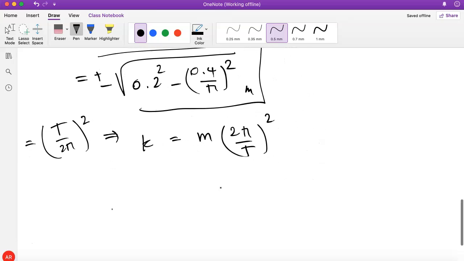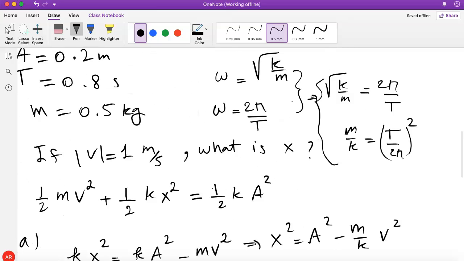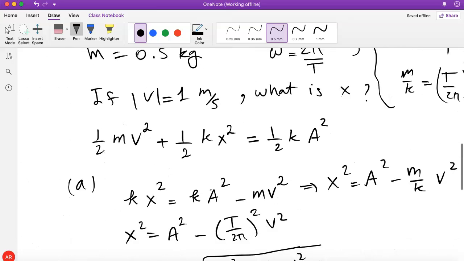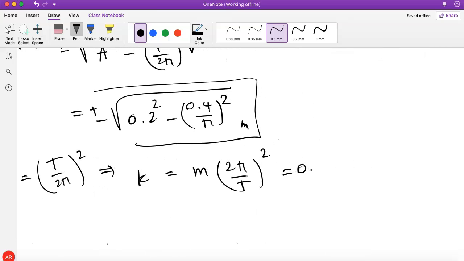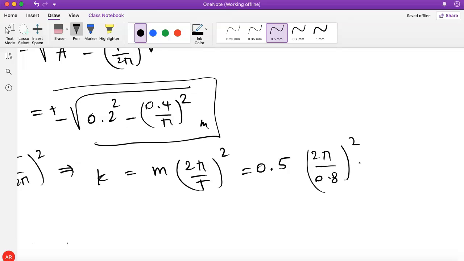So that's going to be, the mass was 0.5 kilograms. So that's 0.5 times 2 pi over 0.8 squared. The units of k, right? The force is k times the distance. So that should be Newton over meters.